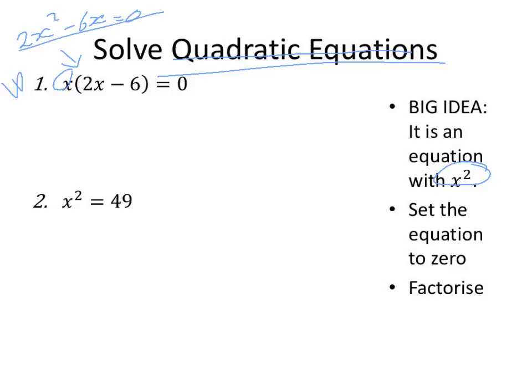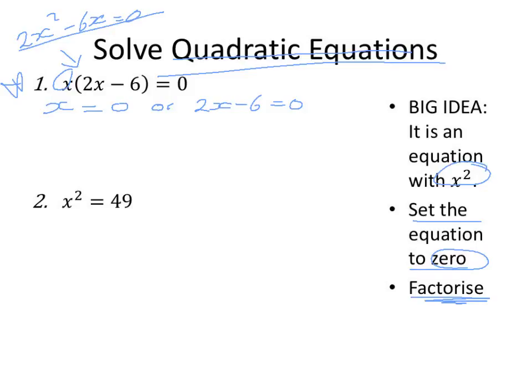So in question number 1, this has already been factorized for us. So it's factorized, that should have actually come first, and it's set to 0. So this is already factorized, it's set to 0, so we can very easily go x is equal to 0, or 2x minus 6 is equal to 0. Because it's factorized and set to 0, I take each term and set it to 0.